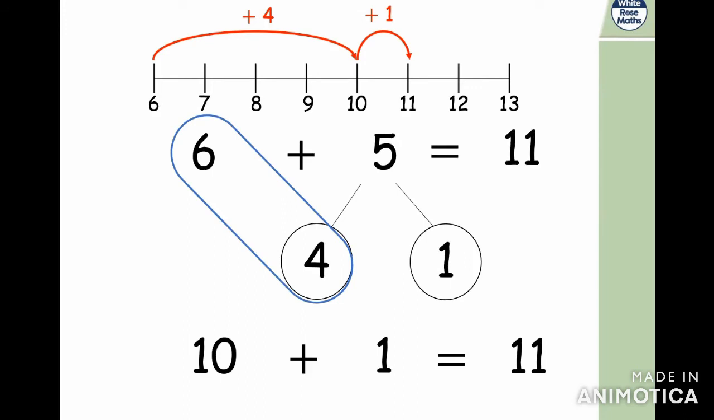All I've done is partition the 5 into 4 and 1 to make 10 first, and then add the 1 on afterwards. It's all about jumping to the next 10.